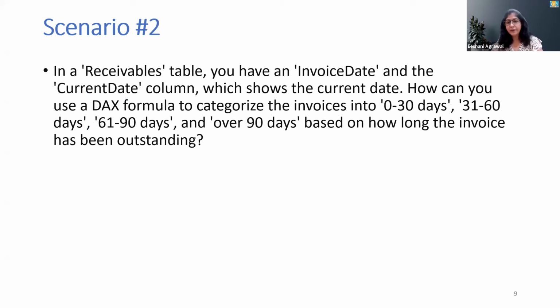In a receivable table, so this is a new table, you have an invoice date and the current date. So invoice date is there when the invoice went out, current date is there, let's say today's date. How can you use a DAX formula to categorize the invoices into what is the age of the invoice, 0 to 30, 31 to 60, 61 to 90 days, or over 90, based on how long the invoice has been outstanding? Okay, Jenny, do you want to take a shot at this one?